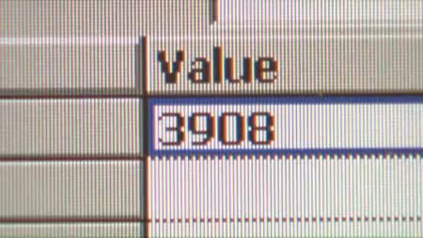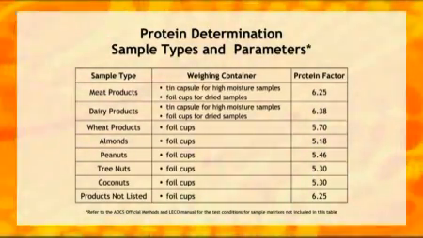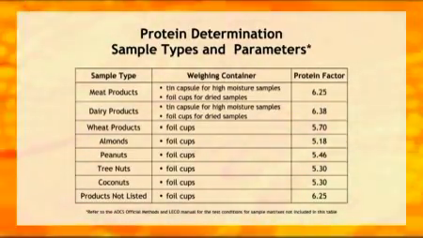Only one instrument method has been established and calibrated on the LECO TruSpec. Method 3908 must always be used for protein analysis. Before beginning any testing, a protein factor must be selected based on the sample type.